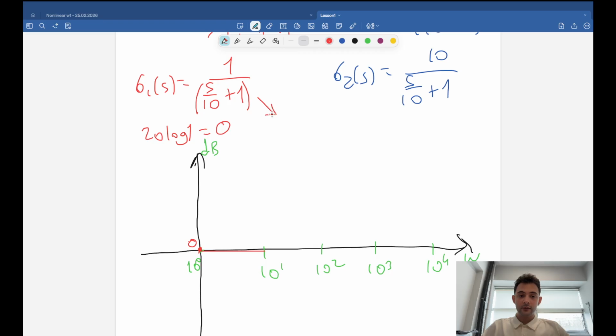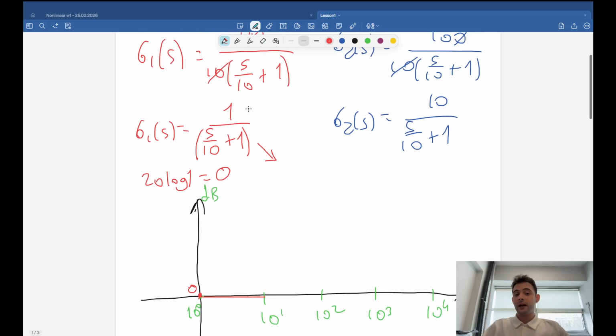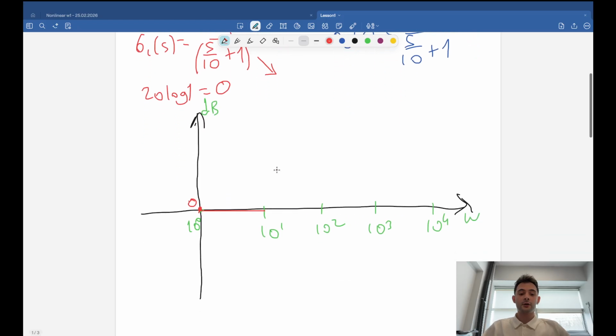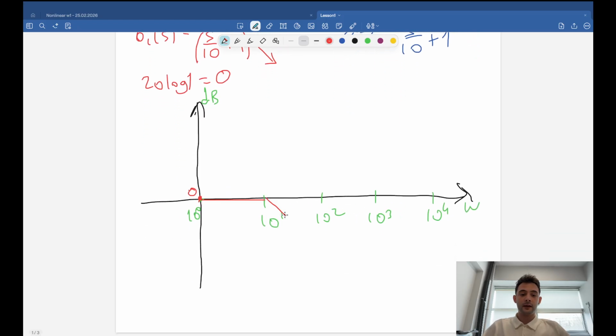Since it lies in the denominator. And if you had a zero, which we will do in next examples, it would make the Bode diagram go up, okay? Because it's at the top. So you will go down, down, down. Let's say we went to 10 to the power of 2, okay?